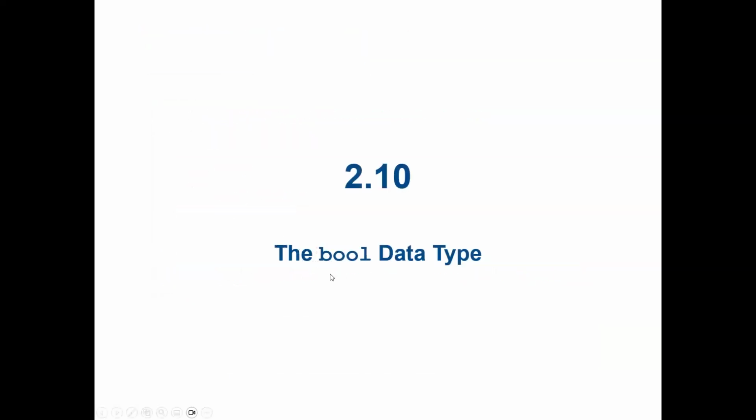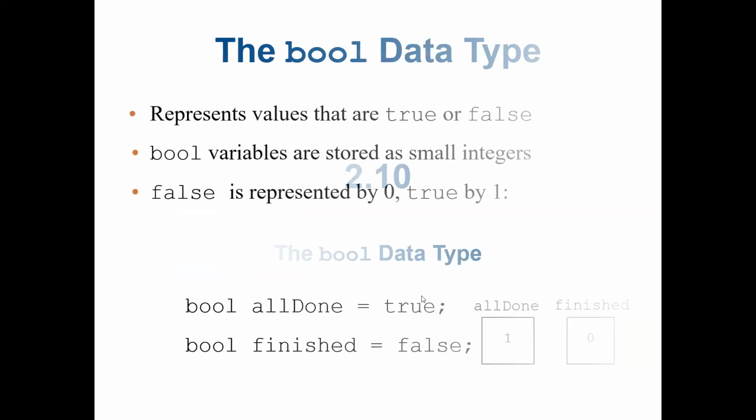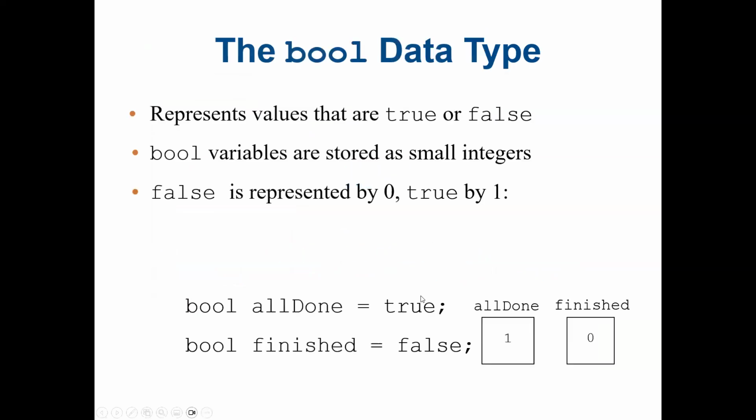So next is our bool data type. A bool data type is true, false, 0 and 1. So in C++, we represent values that are true or false. Bool variables are stored as a small integer. So false represents 0 and true represents 1.